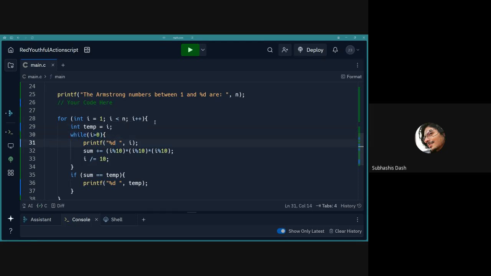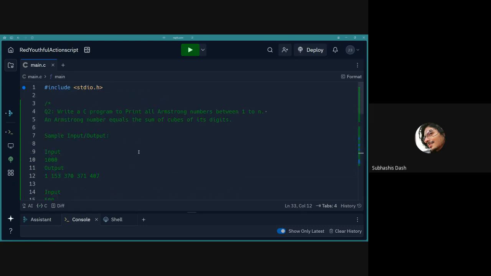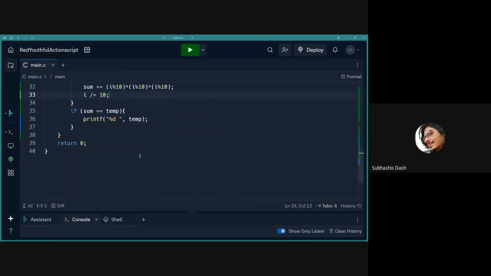While i is greater than 0, sum plus equals this one. i is that one. So we are dividing it by 10. Just one second.